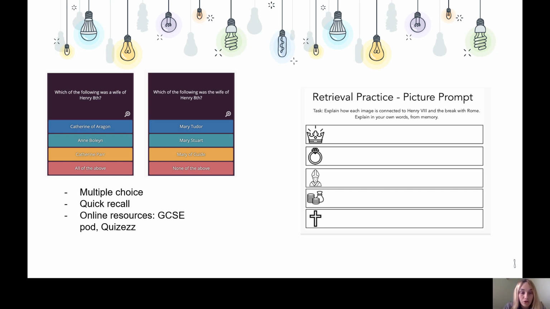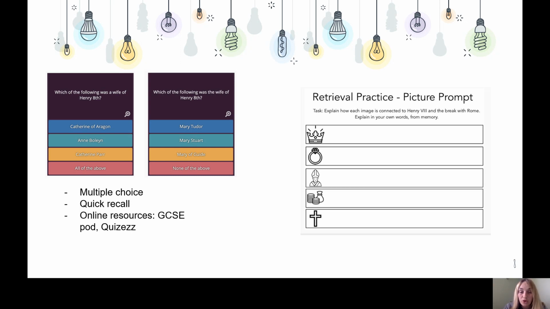And you've got these options on GCSE Pod. There's also another website called Quizzes with two Z's at the end that has a range of information and a range of topics, all GCSE relevant, if you wanted to check that out.